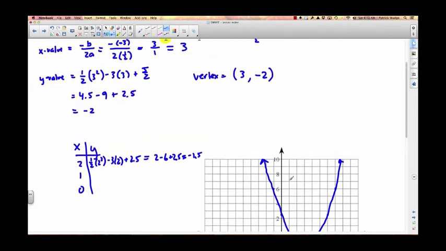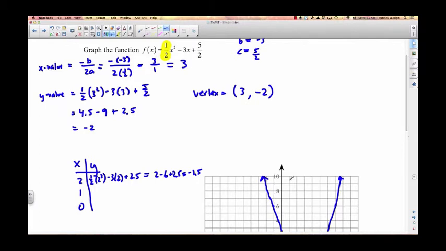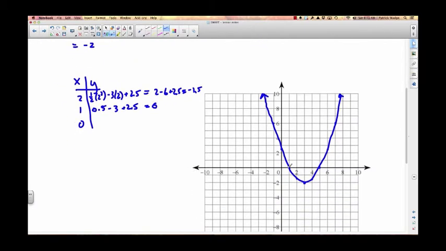So that worked. If you put 1 in there, you get the same sort of thing. I don't know. Do we need to do this? Put 1 in there. 1 squared is still 1 times a half is just a half, 0.5. 3 times 1 is just 3, so minus 3, and then plus 2.5. So 0.5 take away 3 is negative 2.5, plus 2.5 is 0. So there should be a point at 1, 0, and there is.